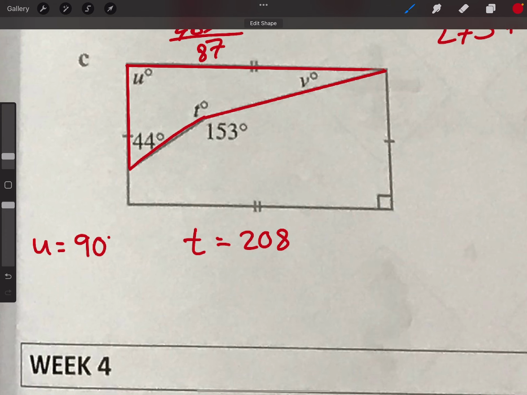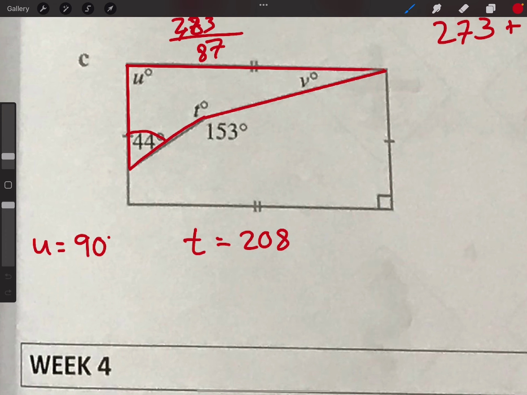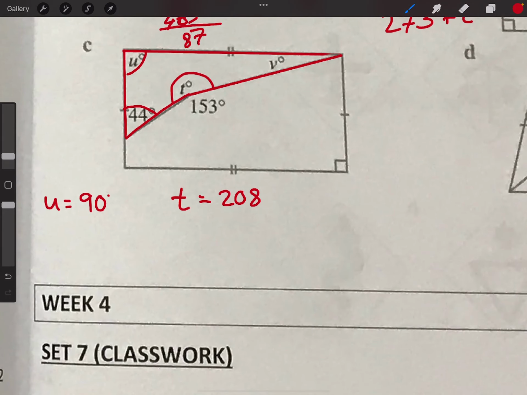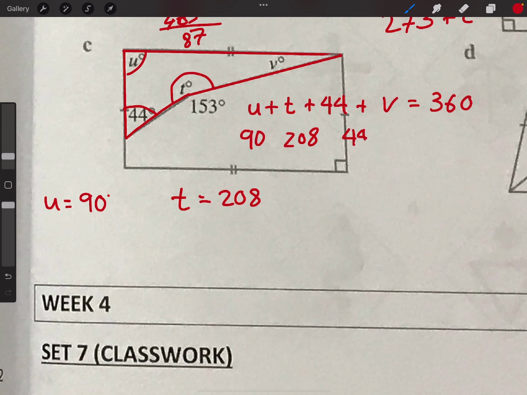Okay, you've got a four-sided shape, which means that all of the angles must add up to 360. We've got U, we've got T, we just need to find V. So we know that angle U plus angle T plus 44 plus angle V is equal to 360 degrees because they're all inside a four-sided shape. Now U is equal to 90, T is equal to 208 and 44. Okay, let's add them together.